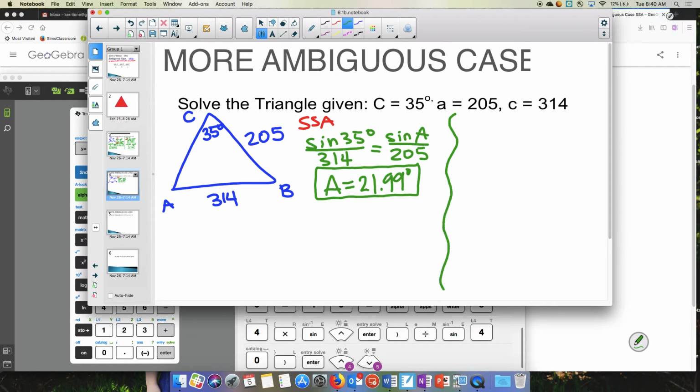When we're talking about the ambiguous case, we need to right away think about that second triangle. I don't want you to forget about it. Let's just separate our work into two triangles and then go from there. Okay? Well, if we do have a second triangle, then angle A is going to be the supplement of angle A from our first triangle. What would that equal?